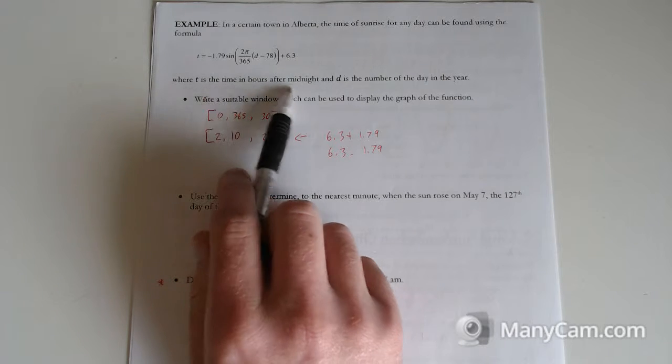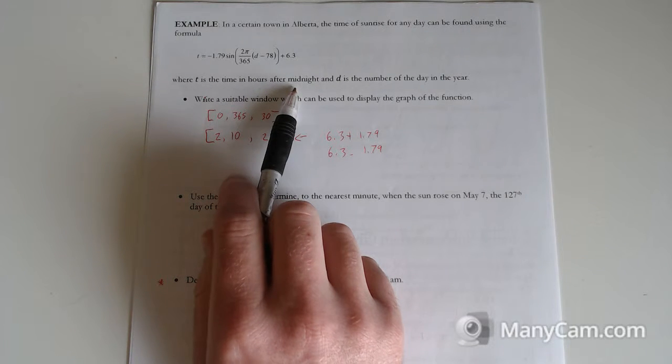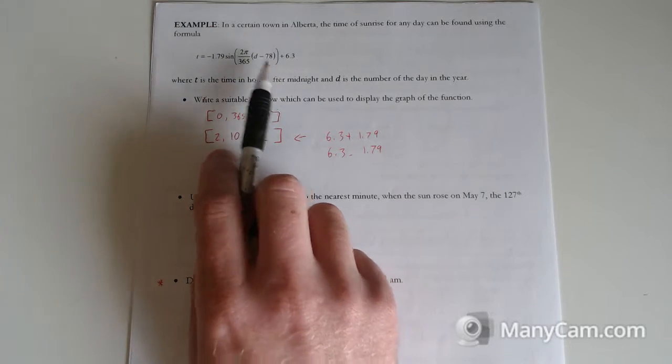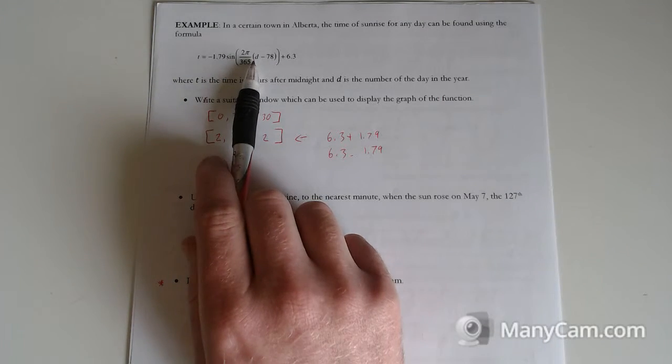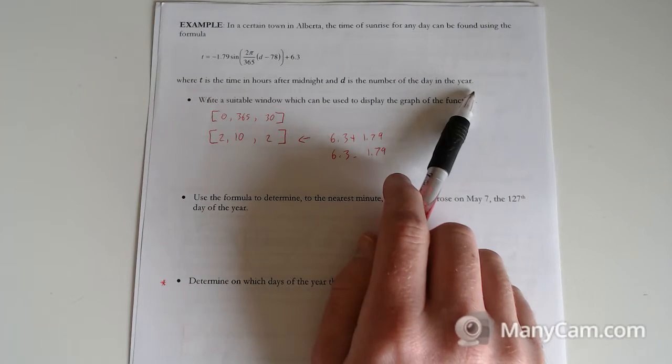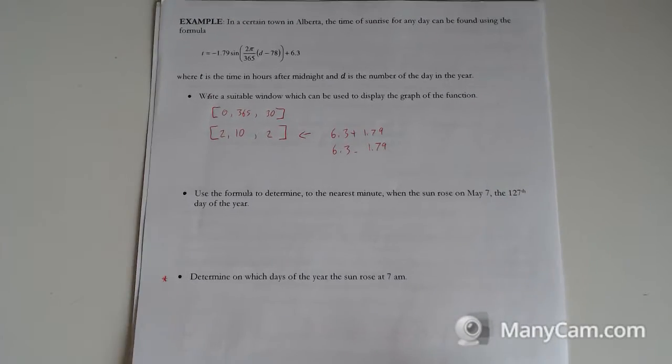Yeah, t is the time of the sunrise in hours after midnight, not the time that has passed. The d is the number of days that has passed. T is the time of the sunrise. That's why d is the independent variable here. And d is the number of days in the year after New Year's. So what day of the year is it?